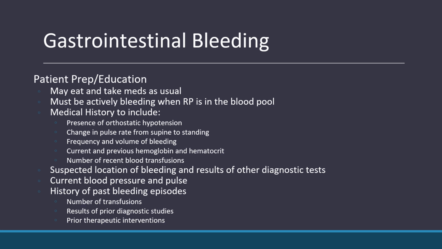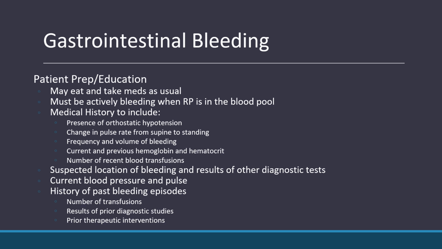And the medical history should include the presence of orthostatic hypotension, change in pulse rate from supine to standing, frequency and volume of bleeding. You also want to know if it is dark tarry stools, also known as melena, or if it is bright red blood. Dark red tarry stools or melena is more likely to indicate that it is a proximal bleed. It could be in the stomach or the small intestines, whereas bright red blood would indicate that it is in the large intestine and that it is closer to the rectum.